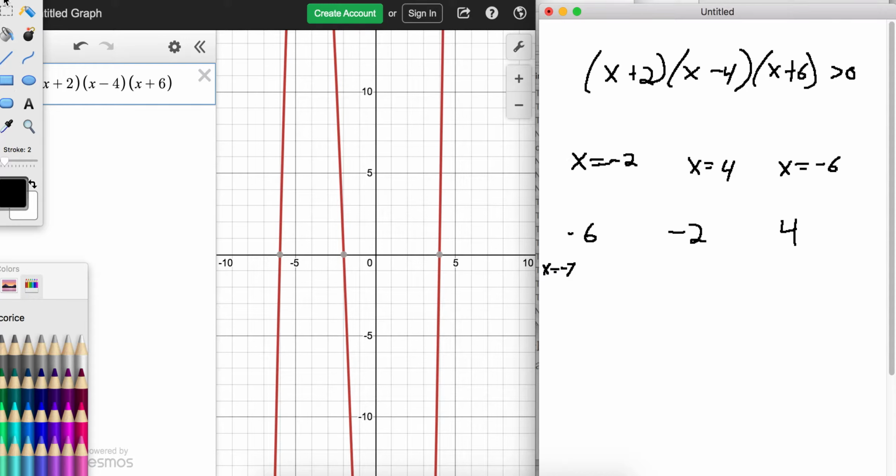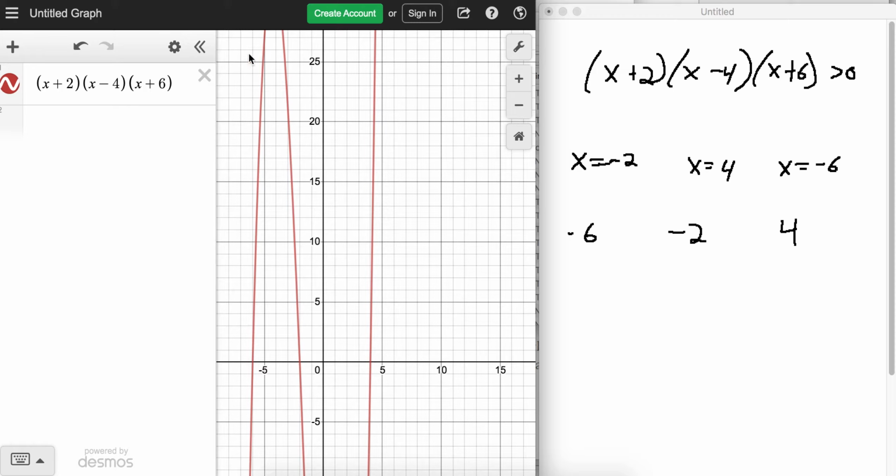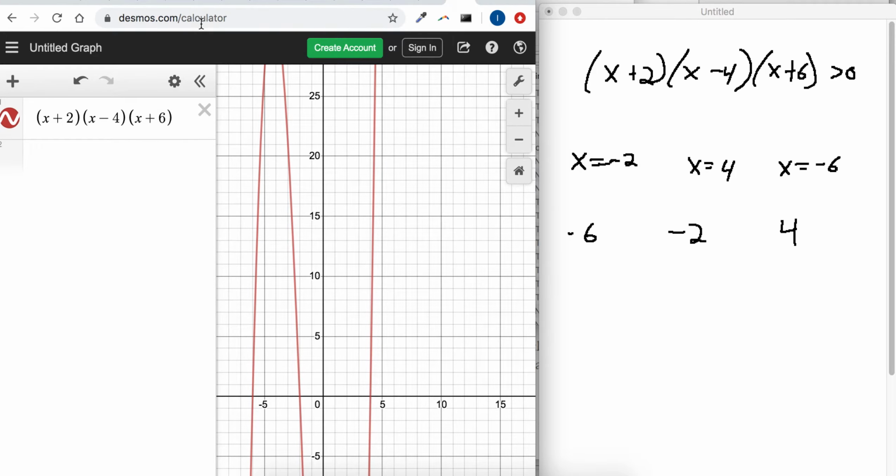This is too long-winded. Let's do it graphically, okay? Let's go back to the graph. You could do it that way by plugging in values, but I think this is going to be easier. So what we did was we typed in the left side of the inequality in Desmos. And just so you can see the website, it's desmos.com/calculator. And the inequality wants you to say where it is greater than 0, okay? So look, between -6 and -2, you have positive values. You have numbers that are bigger than 0.